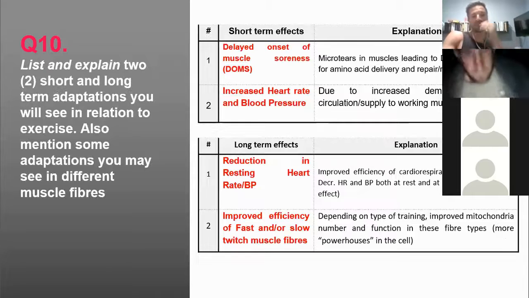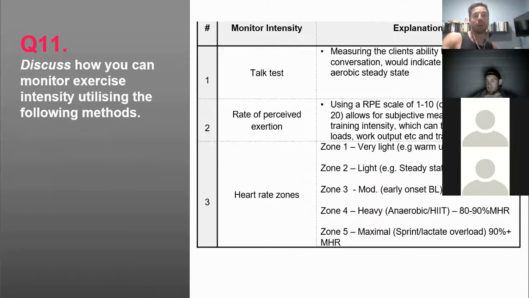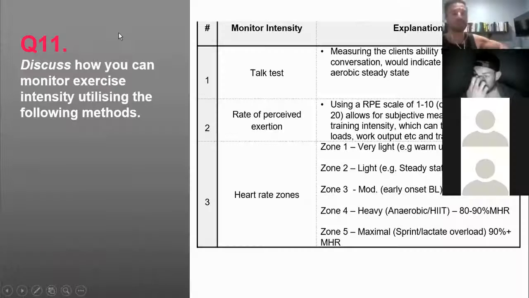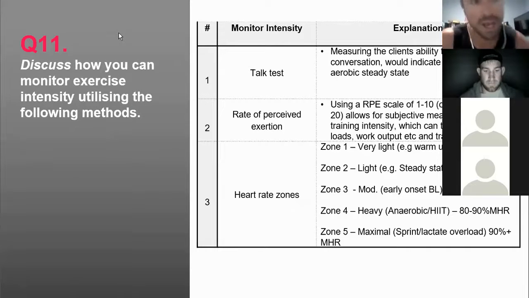Alrighty, so that's short-term effects, and there are 2 long-term effects there. Now the next one is, how would you monitor intensity in a client? There are 3 basic ways that you can do it. The first one is the talk test. We should all kind of understand the talk test. Andrew, could you explain what the talk test is when you're with a client?